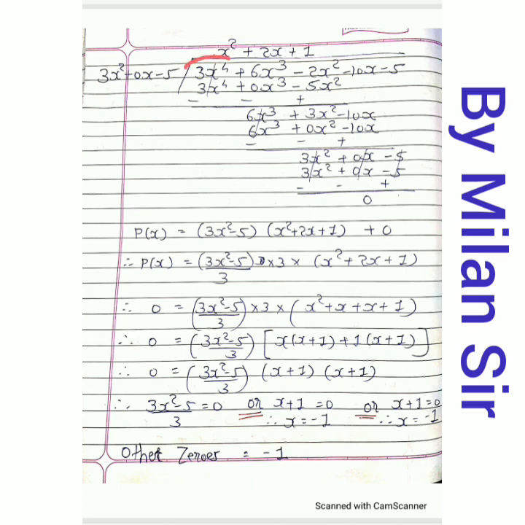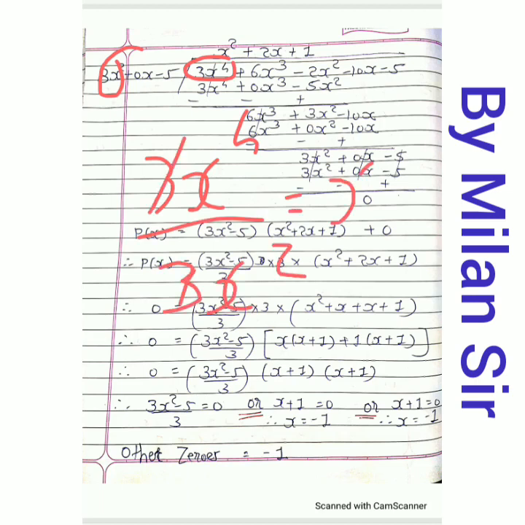Same process, first term with first term. So 3x raised to 4 divided by 3x square. So my 3 is cut, and x raised to, subtract the exponents, 4 minus 2, that means x square. That I write in the quotient polynomial. Okay, x square.